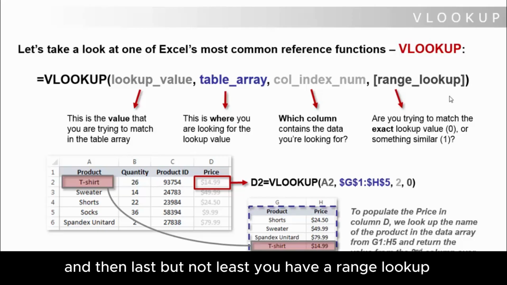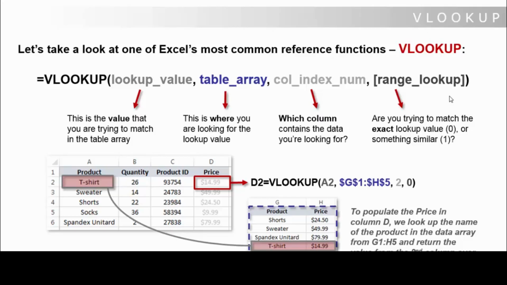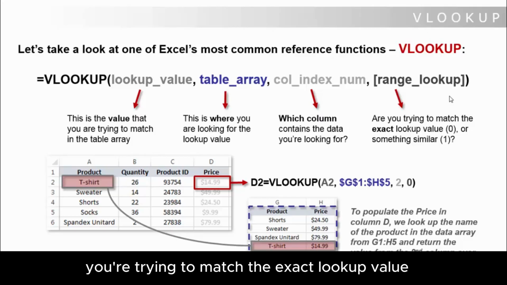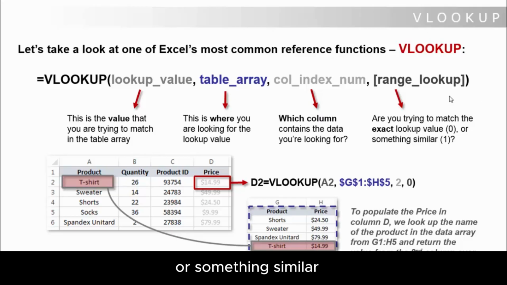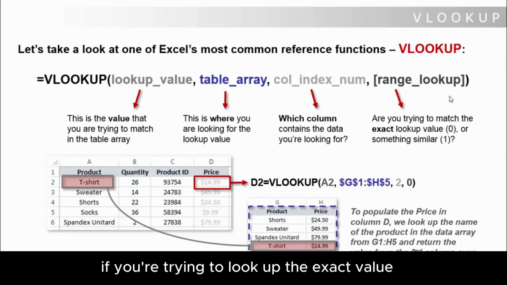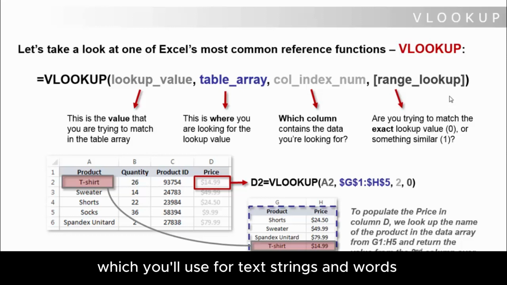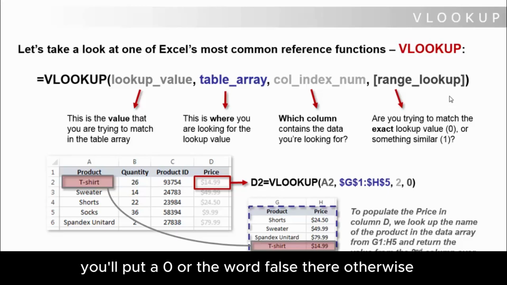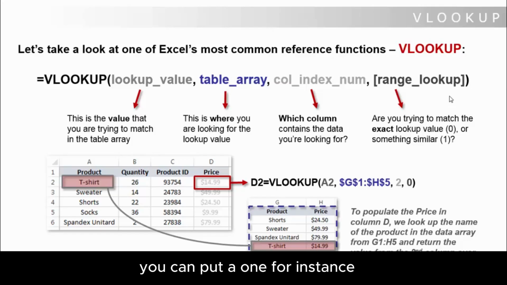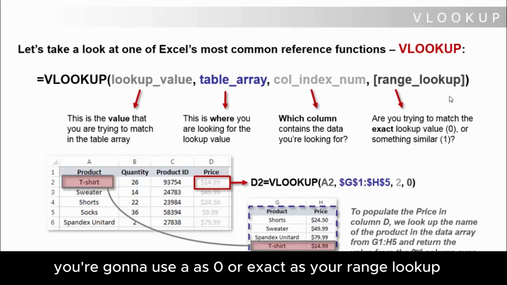And then last but not least, you have a range lookup, which basically just says you're trying to match the exact lookup value or something similar. If you're trying to look up the exact value, which you'll use for text strings and words, you'll put a 0 or the word FALSE there. Otherwise, you can put a 1. For instance, if you're looking up a number with a bunch of decimal places and you don't need it to match exactly, you could use that. But just so you know, 99% of the time we're going to use a 0 or exact as a range lookup.